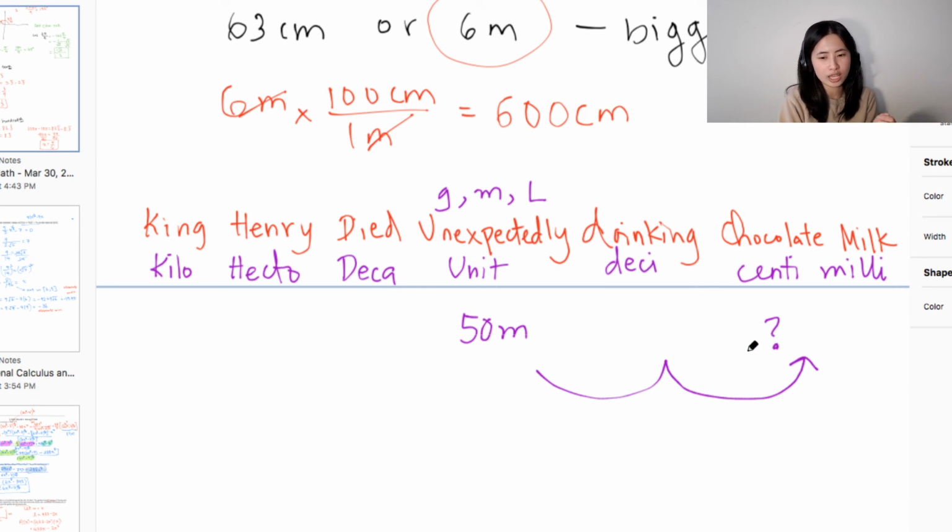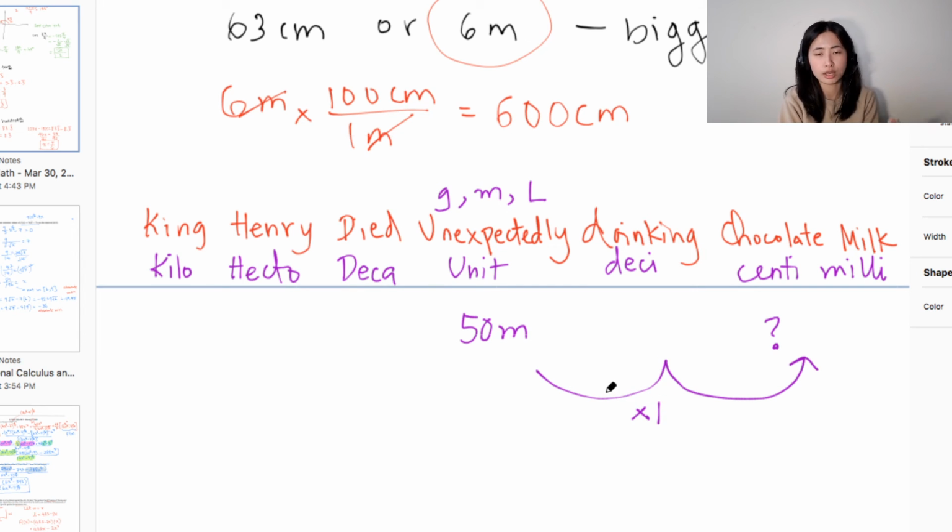It's like before you go to one destination, which is centi, you need to pass through a door, which is deci. So if you're starting at 50 meters, you pass through the door of deci and then you get into centi. So you need to move two places. When you're moving to the right, you multiply. That's the operation you're using.